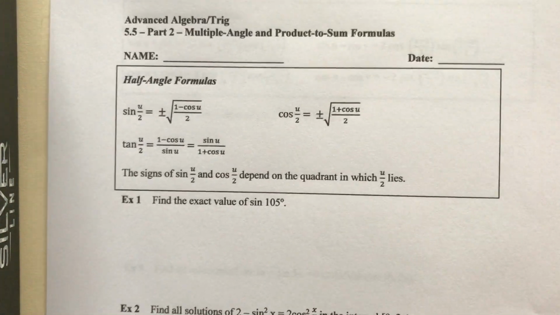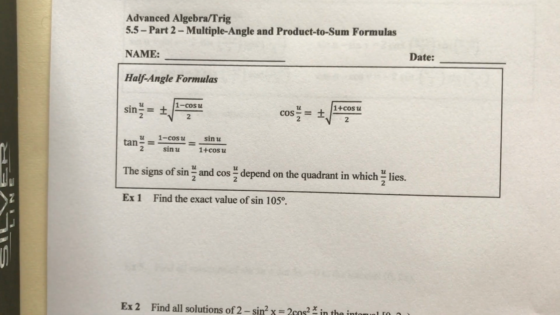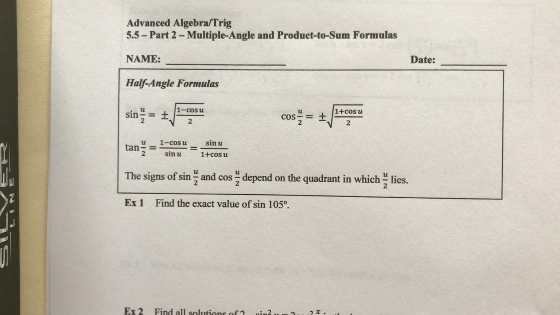Okay, so for this lesson, we're going to be working on 5.5 Part 2. We're going to be looking at some more formulas. We're going to be looking at the half angle formulas, the product to sum formulas, and the sum to product formulas. Now, these again are all on your formula sheet, so you can get that out to use as a reference. I would definitely recommend that so you can see exactly where they are on the formula sheet.